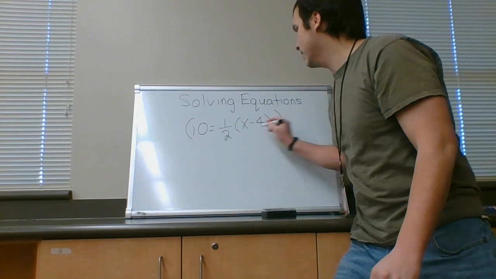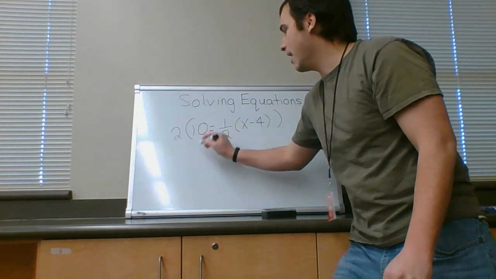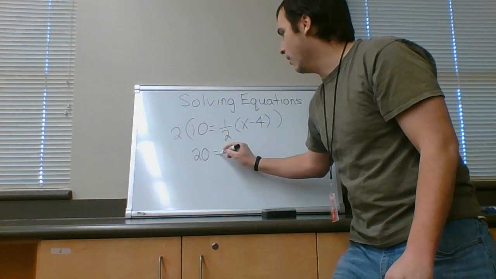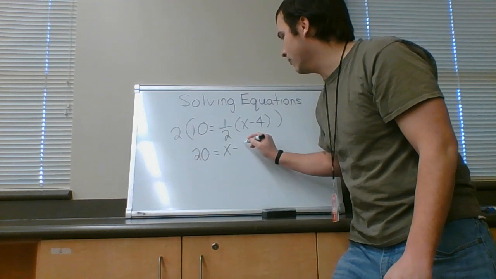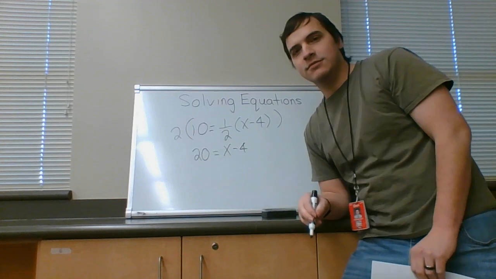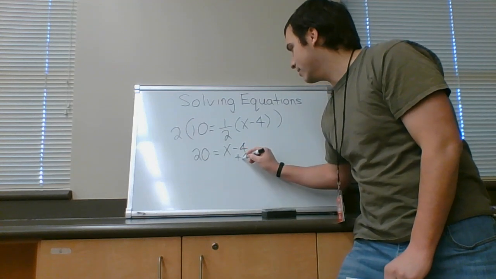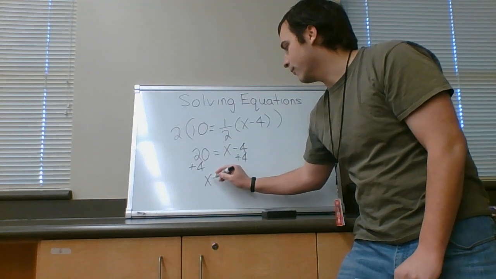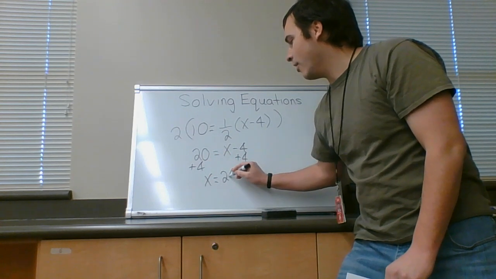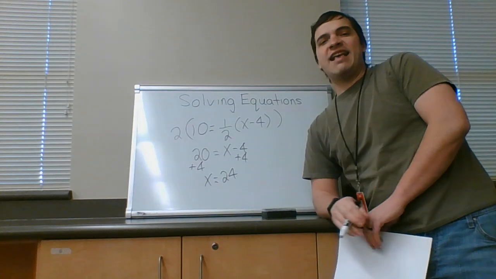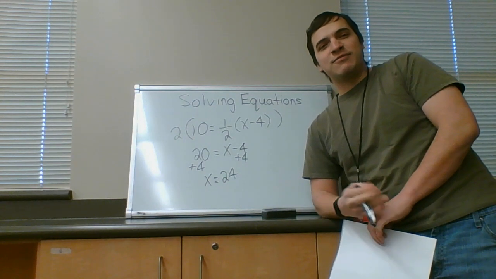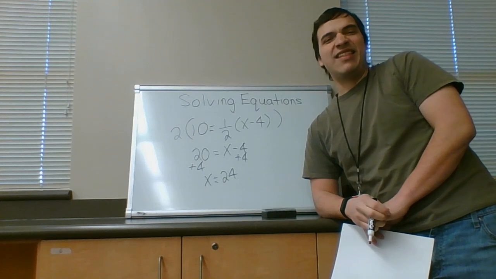Multiply everything by 2. 2 times 10 is 20. 2 times 1/2 is just 1. That leaves you with 20 equals x minus 4. Add 4 to both sides. You get x equals 24. Now, a lot of you might have written 24 equals x at that point. It really honestly doesn't matter. I just have a preference to having the x on the left side.